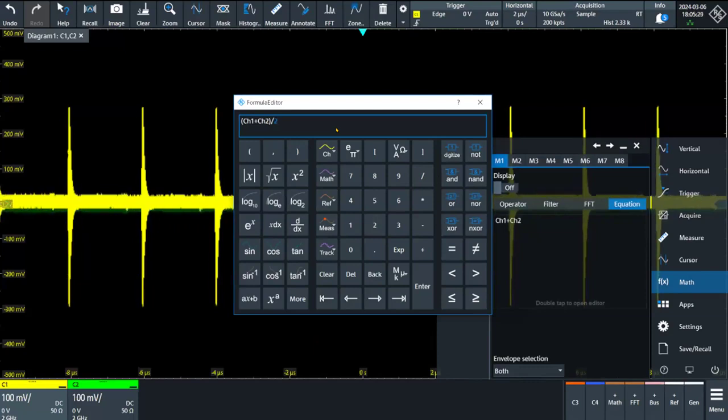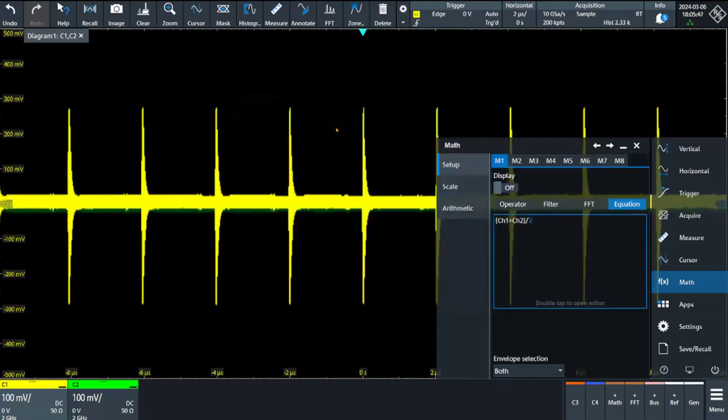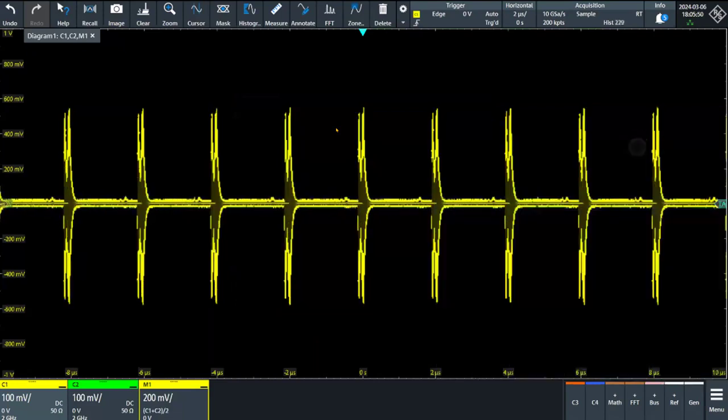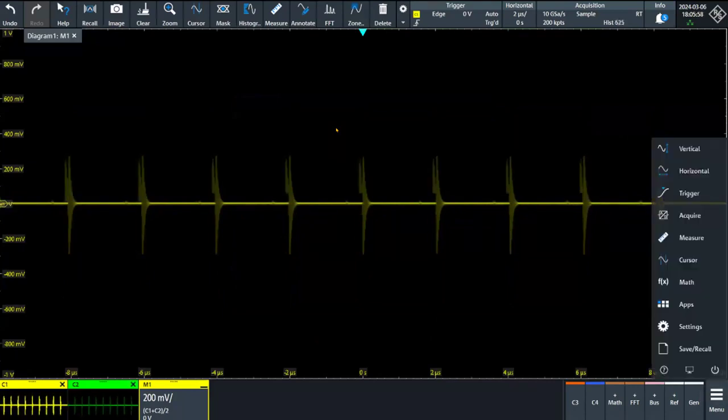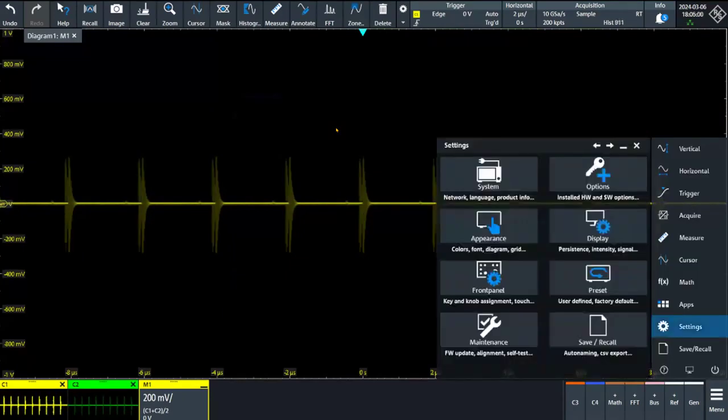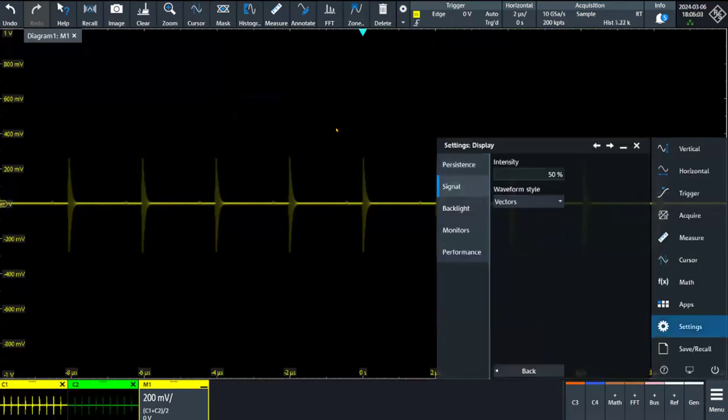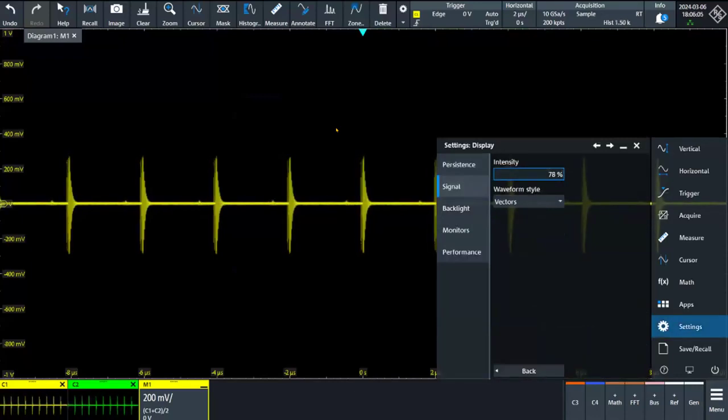Why dividing by 2? Because I am trying to calculate the common mode. Remember, addition means common mode. Subtraction means differential mode. So when we apply enter, we have math number 1 here. Let me remove the time domain signals. And now math number 1 is this. Let me increase the intensity of the signal. Okay, something like this.